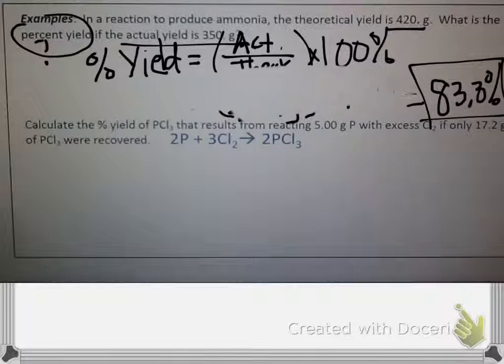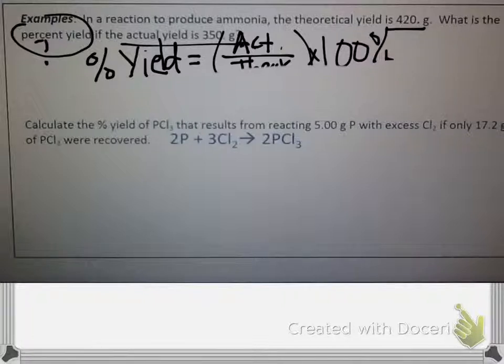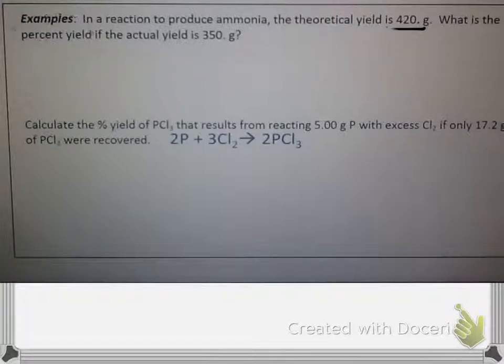Let me erase this and get it out of my way. Let's see here. The next problem says calculate the percent yield. So we still want to calculate the percent yield of PCl3. Let's just go ahead and write the percent yield equation. Whenever I have to calculate something and it is an equation, I always start by writing the equation down and figuring out if those pieces are given.